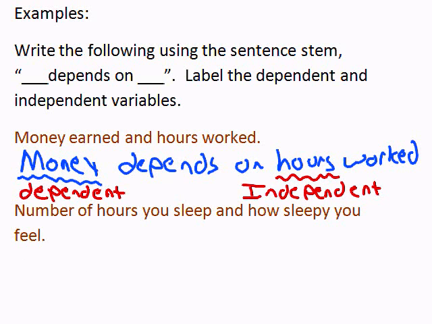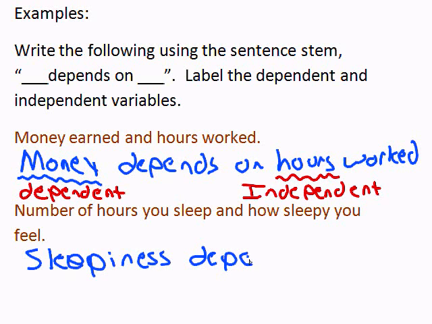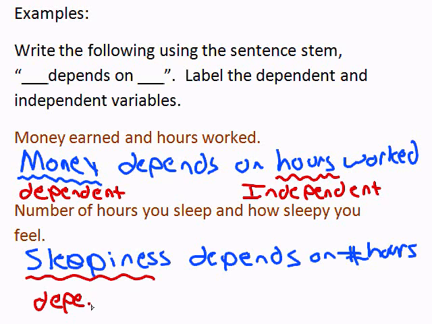You try the second example. The number of hours you sleep and how sleepy you feel. Which one depends on the other? I'm going to use the word sleepiness for how sleepy you feel. I would say the sleepiness depends on the number of hours you sleep. So since sleepiness depends on the number of hours you sleep, sleepiness is the dependent, and the number of hours would be the independent.